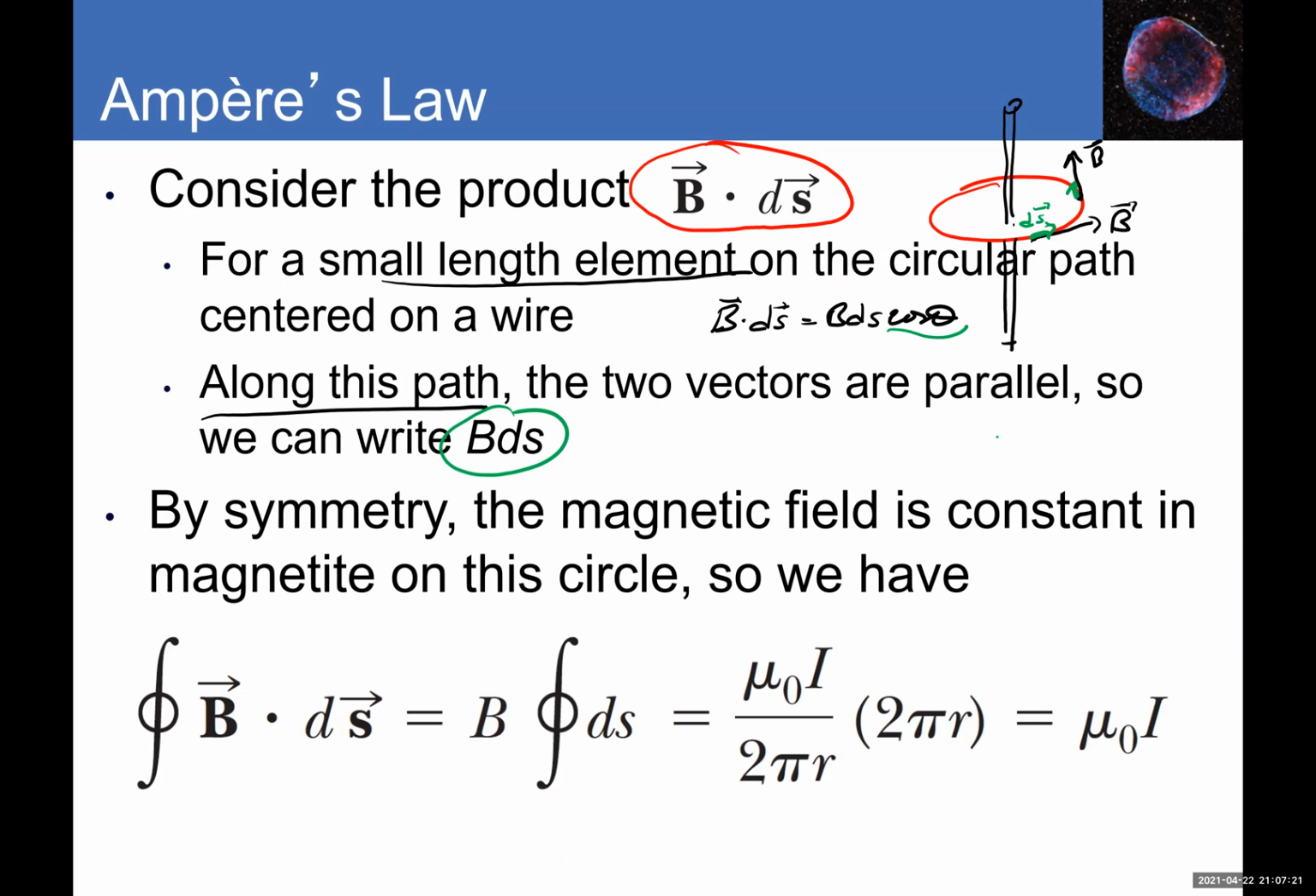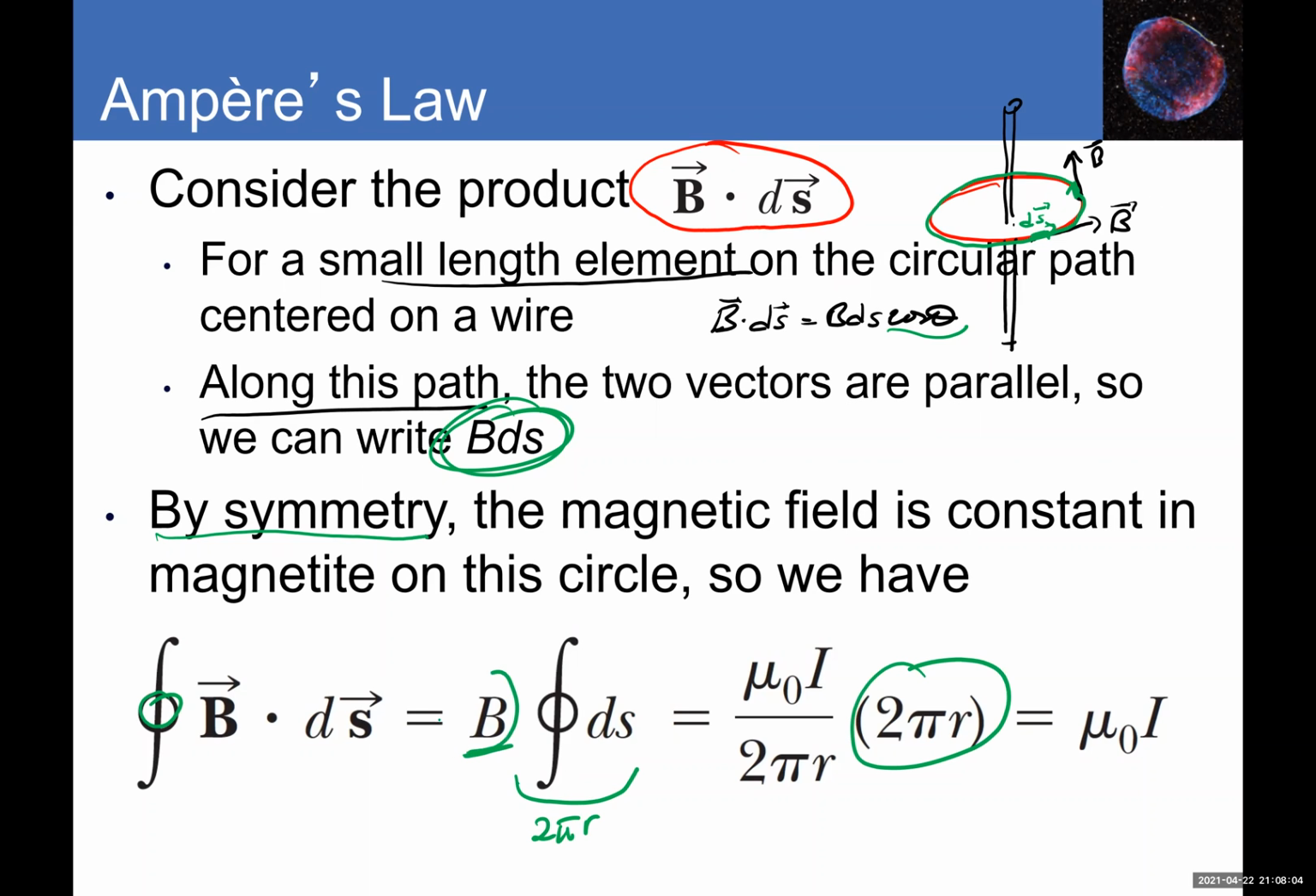Now, by symmetry, the magnitude of the magnetic field is constant on the circle. So if I have a closed integral of B dot ds, it simplifies into just B ds. And if the magnetic field B is constant and uniform, I can remove it from the integral, and it becomes B times the closed integral of ds. Remember, this is a closed integral of ds, which means I'm integrating along the entire path. But it's a circle, so I'm going around the length of that circle. This integral is nothing but the circumference, 2 pi r. And that's what we get.